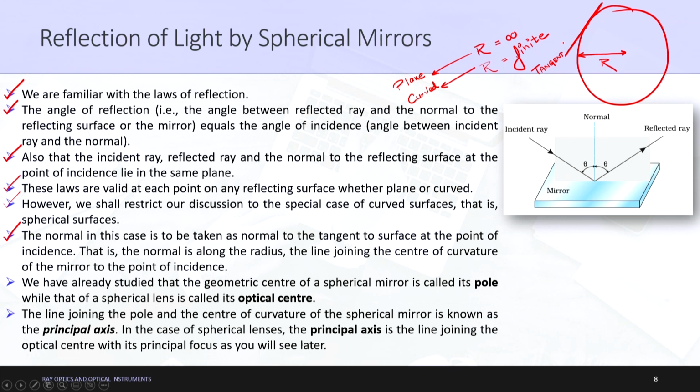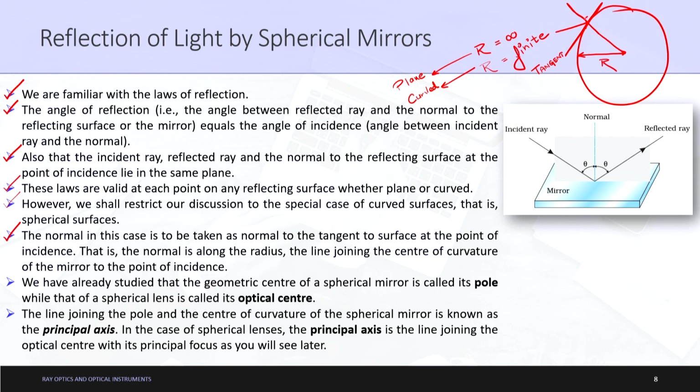Let us suppose this is the tangent we talked about here, and the normal in this case is to be taken as normal to the tangent to the surface at the point of incidence. Let us suppose this is the point of incidence. So, there is a point of incidence acting like this. Now, what we do is we will just make a perpendicular to our tangent. That tangent surprisingly or coincidentally will pass through the center only.